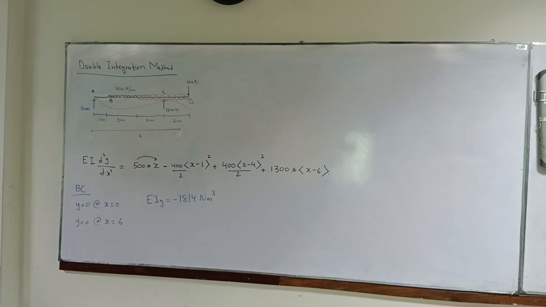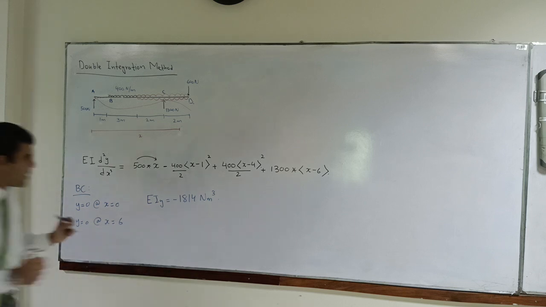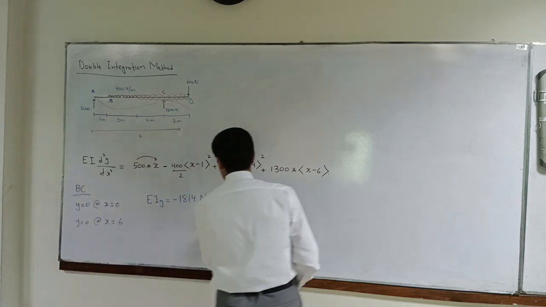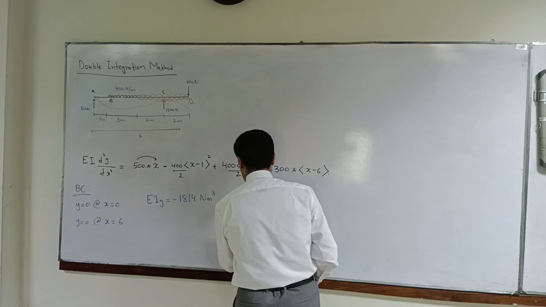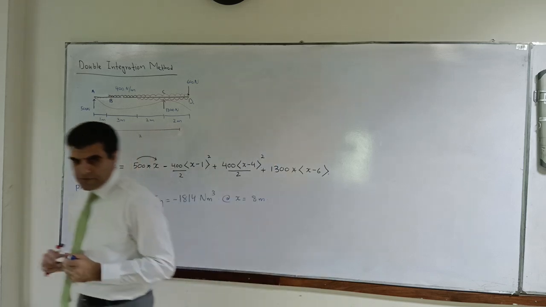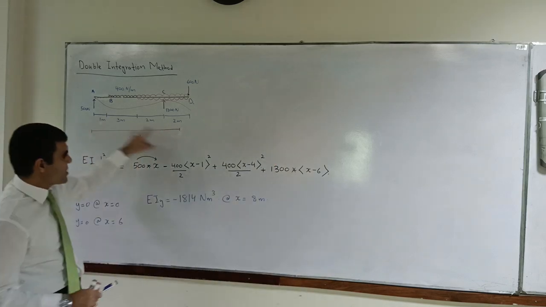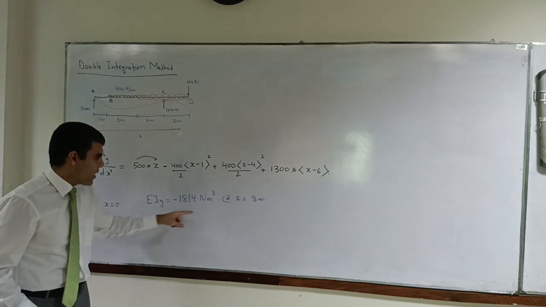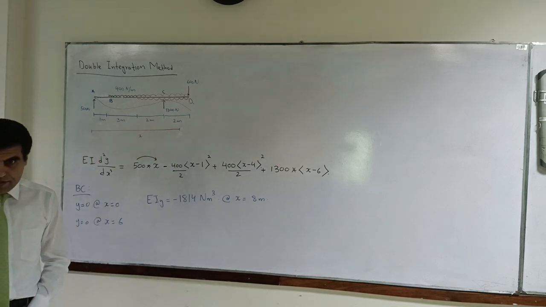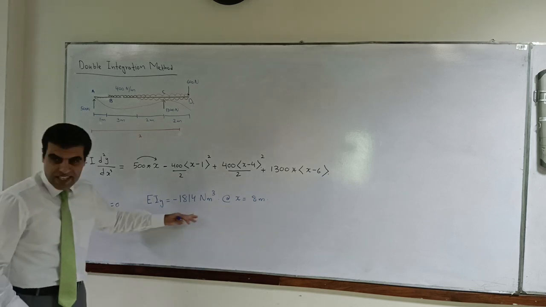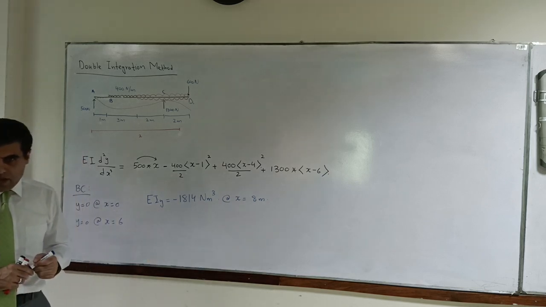Sir, at what point, sir? Minus 80. At x is equal to 8, okay? At x is equal to 8, you should get EIy is equal to this. Sir, this is basically deflection. This is the deflection. Yes, sir. So this is your first assignment.